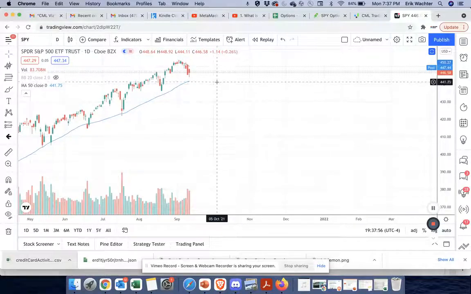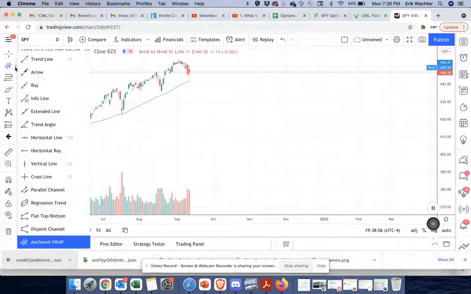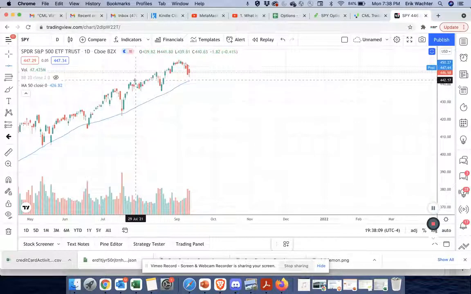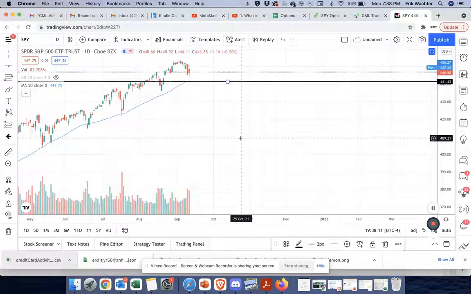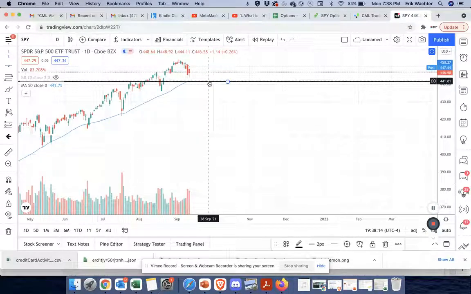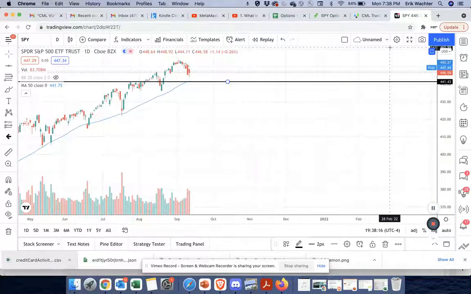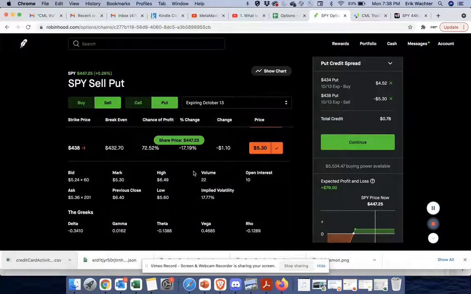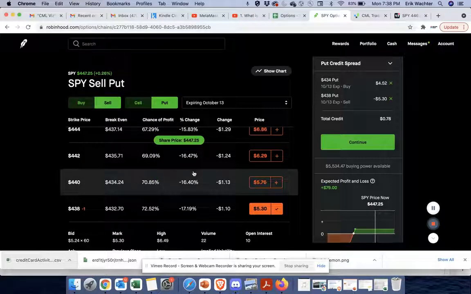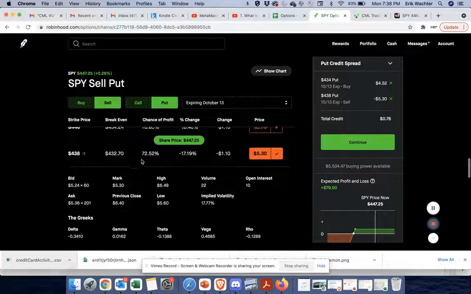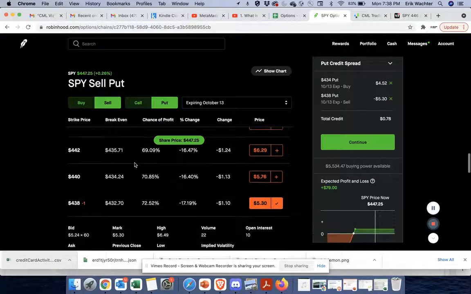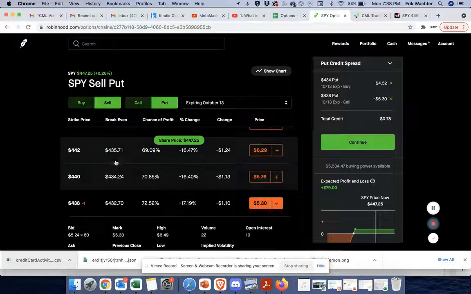With that said, if we were to touch this 50-day moving average, that's right below the 442 line price. Let's go ahead and draw. So right around there, 441.5 to 442 is right around where that 50-day moving average is. So let's go into the options chain. I opened this trade today, and I sold the 438. So the 438 strike is below the 50-day moving average.